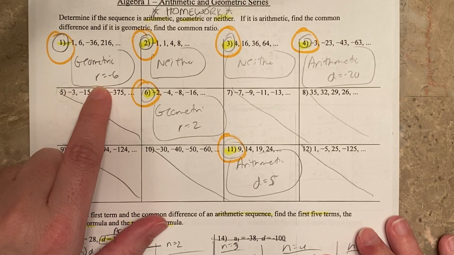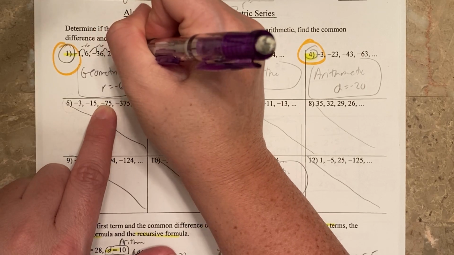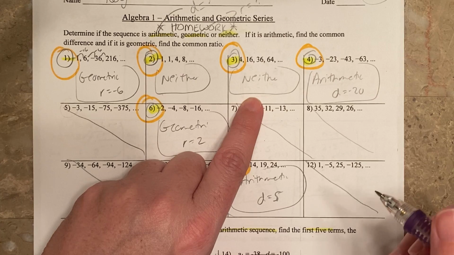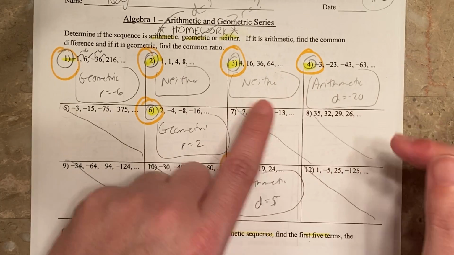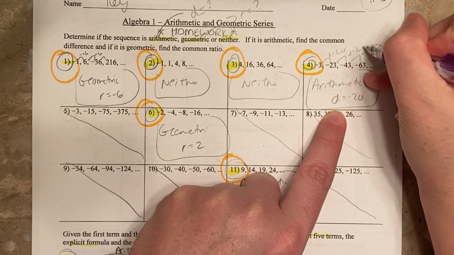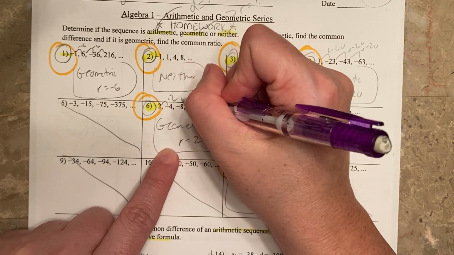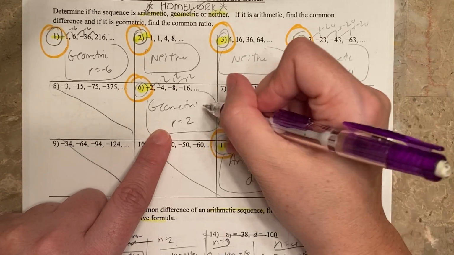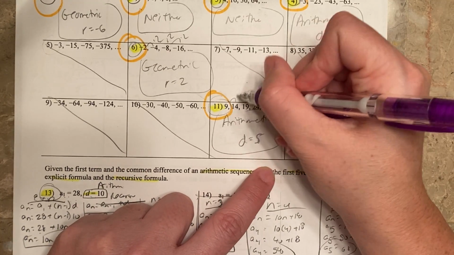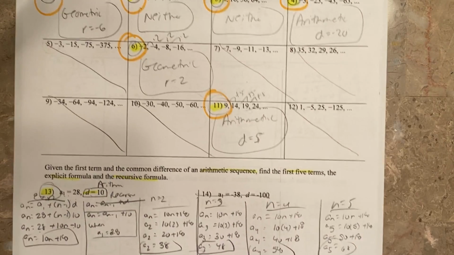So the first one was geometric. Each number you had to multiply by -6 to get to the next one, so r is -6. Number 2 was neither, and number 3 was also neither, so there's no common ratio, no common difference. For number 4, you had to add -20 each time, so because you were adding -20, this was arithmetic. Next, geometric: each time you were multiplying by 2, so your common ratio is 2. And then number 11, each time you were just adding 5, so the common difference was 5. So that was that section.